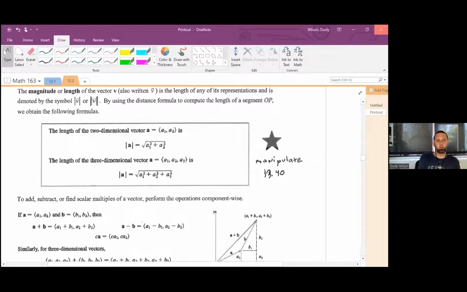The magnitude or length of the vector v, also written as |v|. Notice, you might say, well, what's the difference? Here, it's not bold.